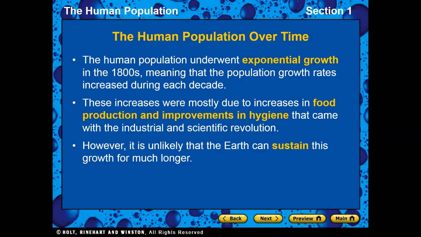So moving on from that. Over time, our human population, and we in the US especially, went through an exponential growth in the 1800s. Remember, in history, this was your industrial revolution. Medicine really started to make a lot of big jumps as well. So the population growth rates were increasing during every single decade. Fewer deaths and a lot more births. These increases were mostly due to increases in food production and improvements in hygiene as well. So you've got more food and you have better health. All of that is going to lead to a healthier person who's able to live a lot longer.